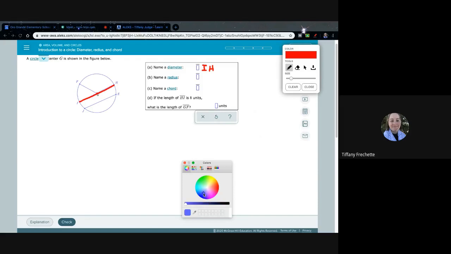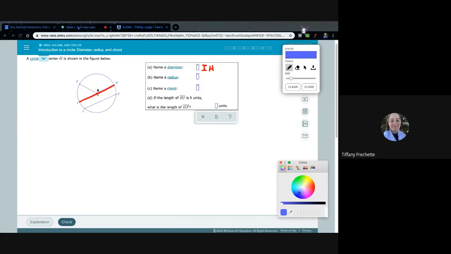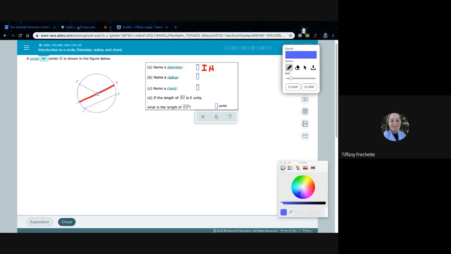Then it says name a radius, so let me switch my color here. I could name a couple of different radii. It has to go from the center to the side. I could name HG, IG, or FG. There are 3 radii here, so let's go with FG. A chord goes from side to side, but not through the center. So I have side to side, but not through the center. That's my chord.